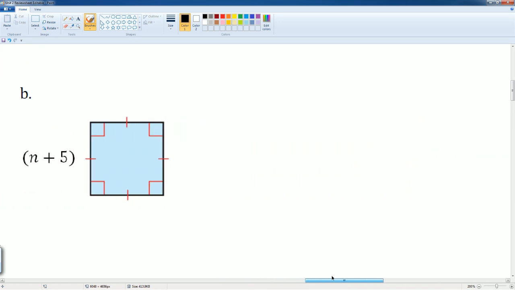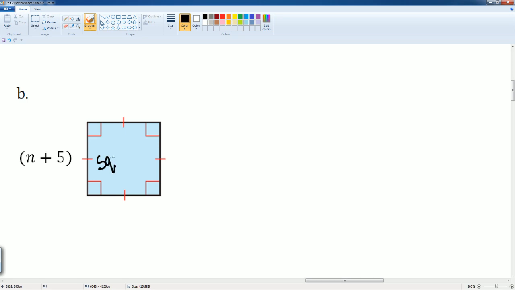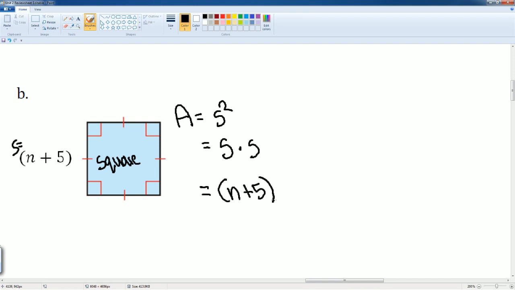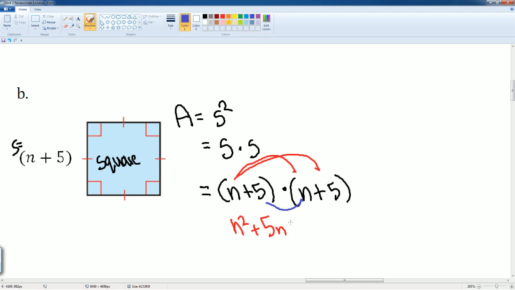B. Well, B is a square. So we are going to look for the area of a square, which is just your side squared. This is your side right here. Remember, side squared is just side times the side. So let's simplify this. This is n plus 5 times n plus 5. Let's distribute. n times n gets you n squared. We have n times 5 gets us 5n. Then we have our 5 times n gets you 5n on bottom. 5 times 5 gets you 25.